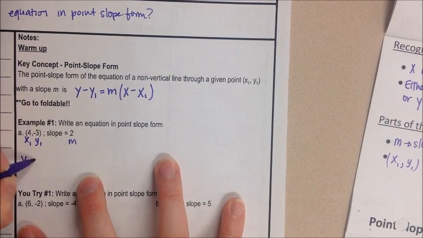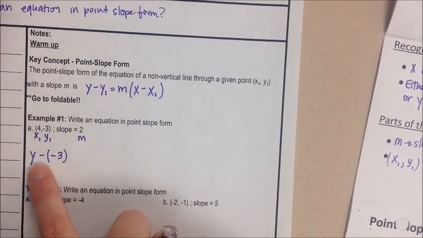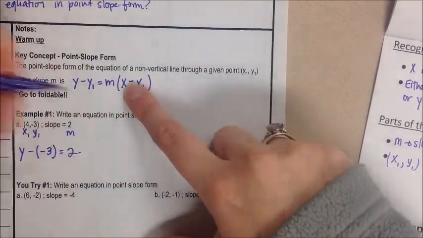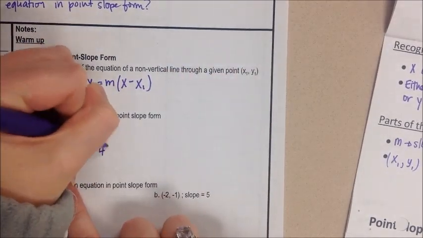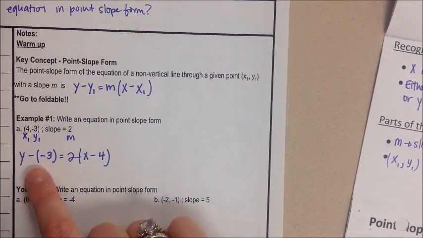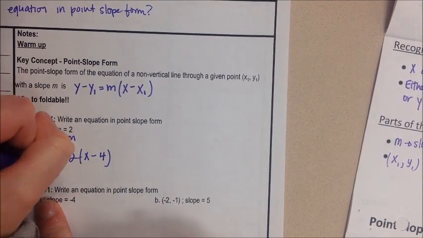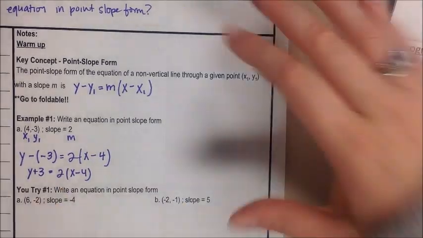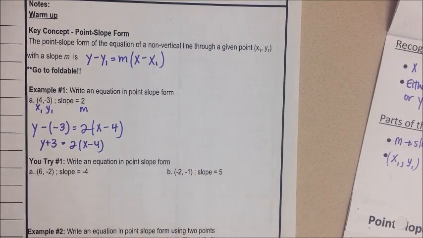So I have y minus, my y1 is -3, make sure you pay attention to that, equals 2 for m, and I still have x, and then my x1 is 4. Now, I still don't want those two things to be next to each other, that subtraction sign and that negative, so I need to change that to +3. So y plus 3 equals 2 times x minus 4. Okay, so that's all you have to do for that one. That's pretty easy. Okay, go ahead and do A and B on the U-try.